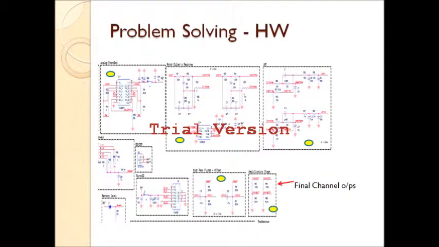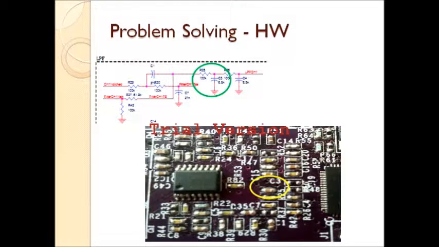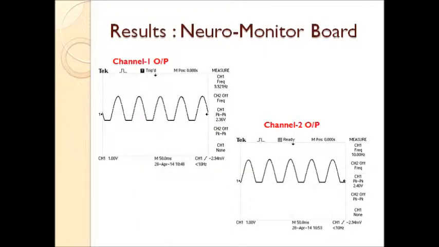On schematic, they are mentioned as the yellow dots. And after vigorous effort, I could see that the C3 capacitor was faulty, and I changed that component as shown on the position on board. Finally, I could get the same outputs on both the channels.